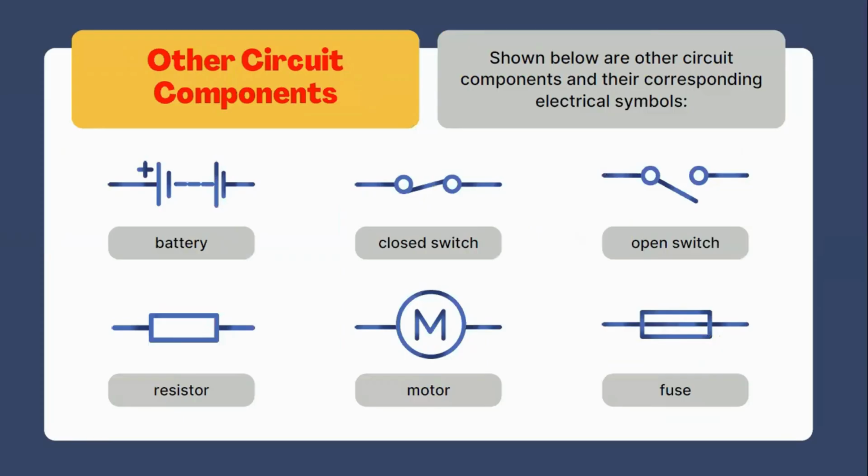If it is multiple cells, you will draw the diagram accordingly. You have to identify whether it is one cell or multiple cells. Then switches, whether open or closed. There is a symbolic form, and you compulsorily have to identify it. Closed switch, open switch. Resistors, box type with two connections, motor, fuse, and so on.